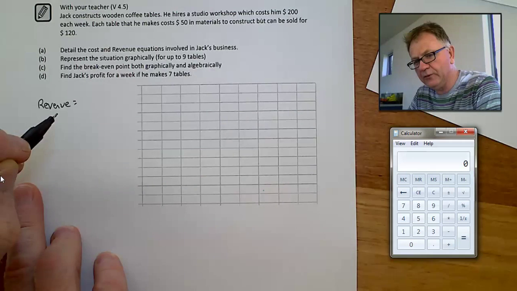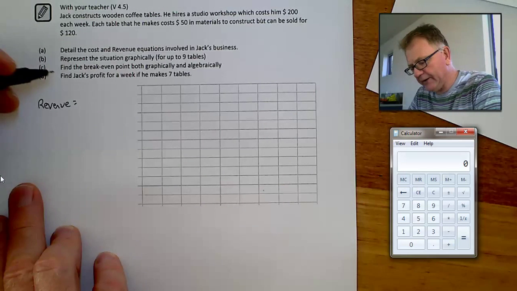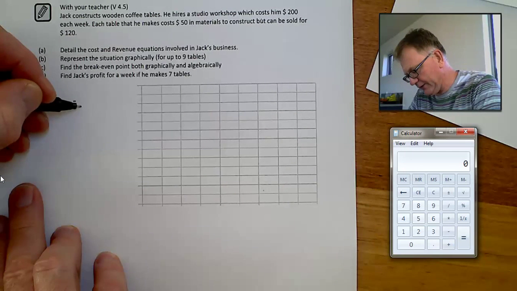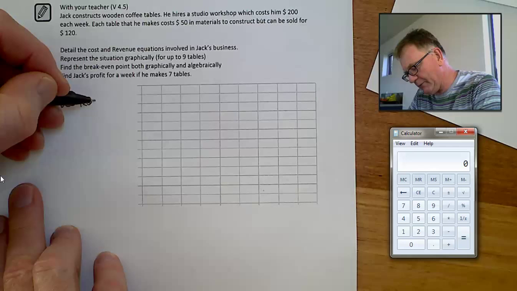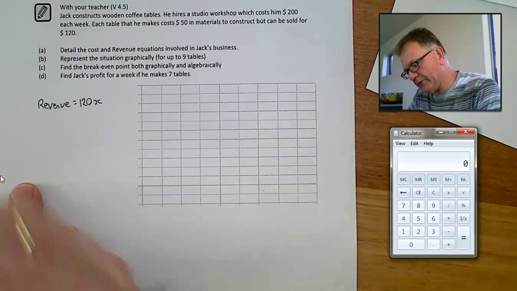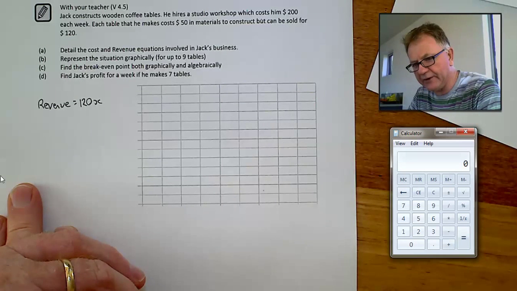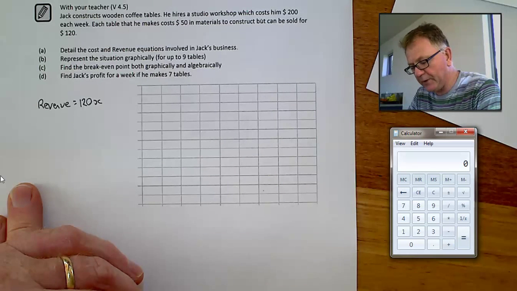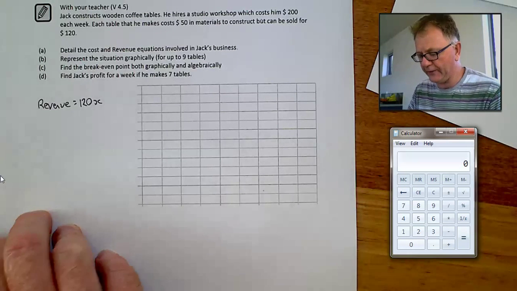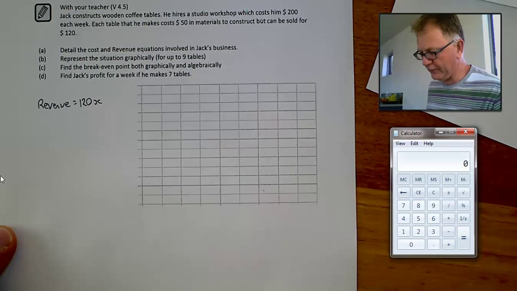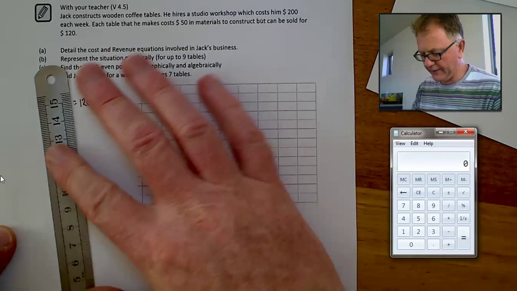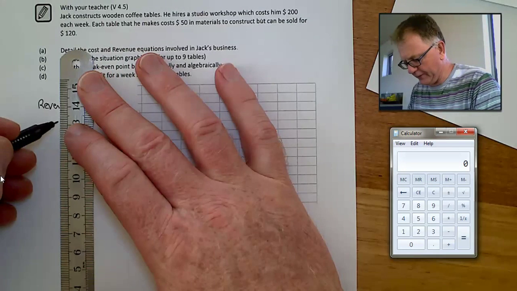So all in all, the money he's going to make is going to be $120 times the number of coffee tables that he makes. If he makes X coffee tables, the amount of revenue he'll get is 120 times X. A good way of thinking about this is in a data table, because we're going to do it anyway when we draw our graph.